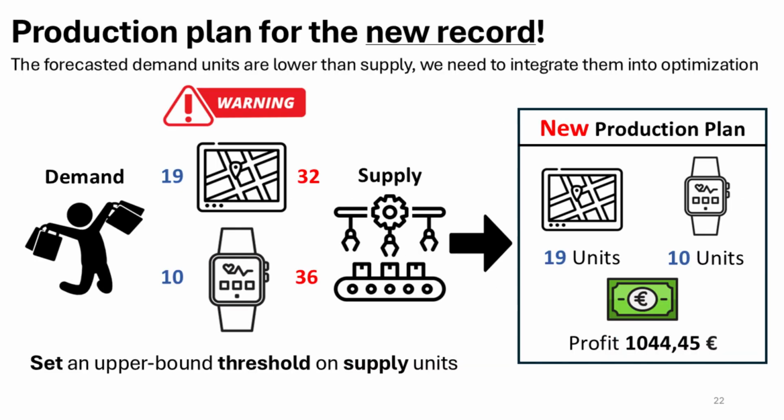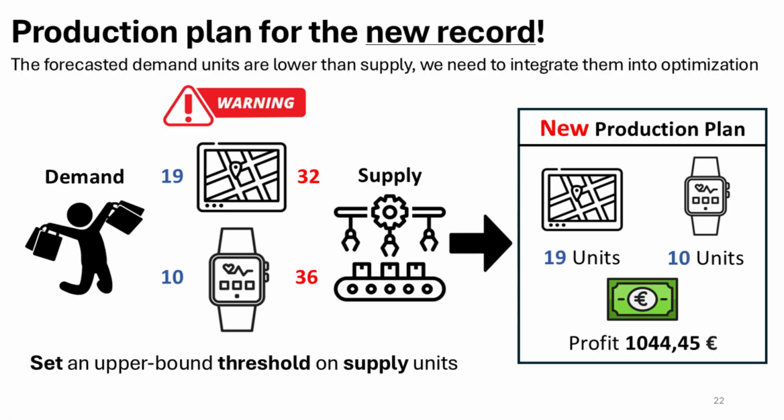We have arrived at the most critical phase, turning our mathematical forecasts into a concrete production plan for the new record. At this stage, we face a common operational challenge. Warning scenario where our forecasted demand units are lower than our supply capacity. Specifically, for product A, we have a forecasted demand of 19 units against a supply capacity of 32. For product B, the demand is only 10 units, while our supply could reach 36.